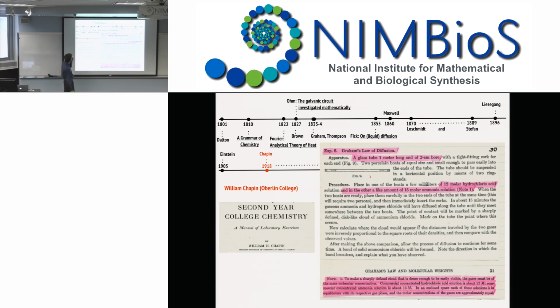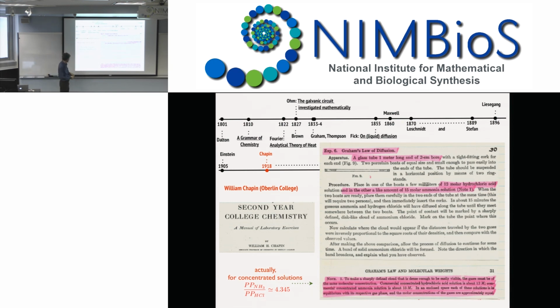So here really is from Chapin, 1918, William Chapin, Oberlin College. He was doing a lot of really nice experiments in here, but one of them, what's really fun is that he has a description of the experiment, and in the footnote he says, to make a sharply defined cloud, you need to use the same molecular concentration at each side. So when you get the concentration of ammonia here, concentrated HCl here, they should be of the same concentration. And then he says, commercial concentrated hydrochloric acid and commercial concentrated ammonia are both about 15 molar. So you're going to get the same pressure. You're going to get the same concentrations.